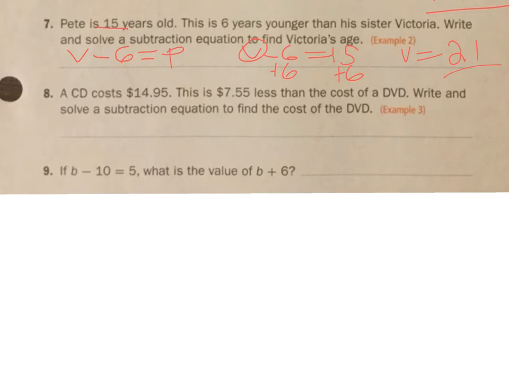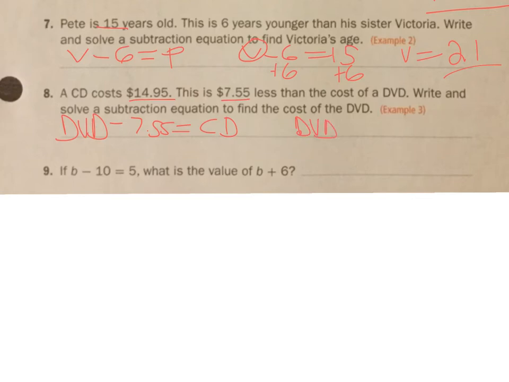Okay, 8. A CD costs $14.95. This is $7.55 less than the cost of a DVD. So if I take a DVD minus $7.55, I will get the cost of a CD. And we know the cost of a CD, it is $14.95.